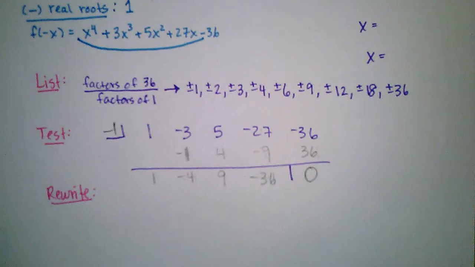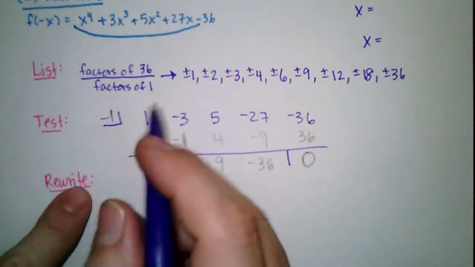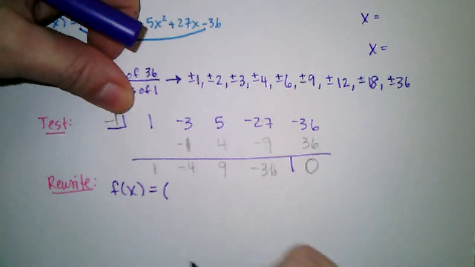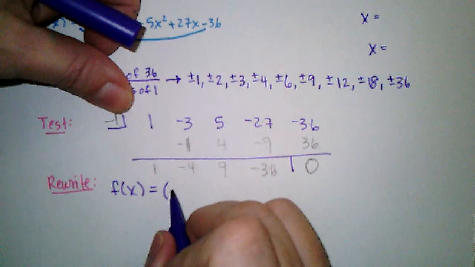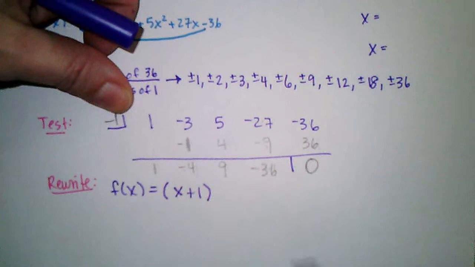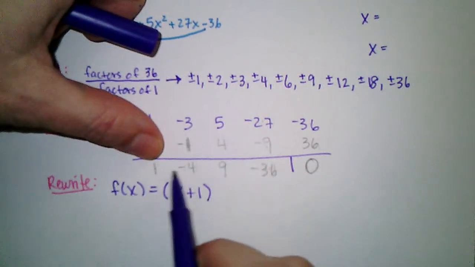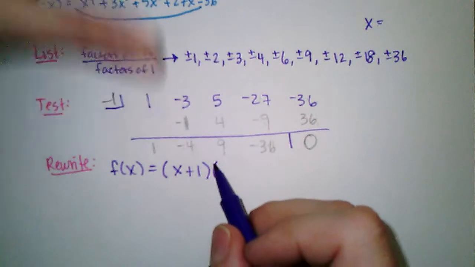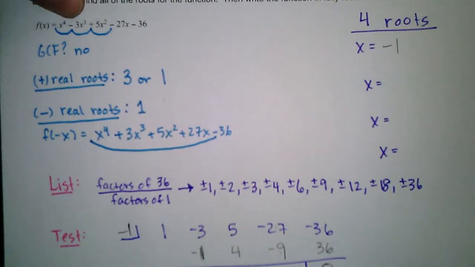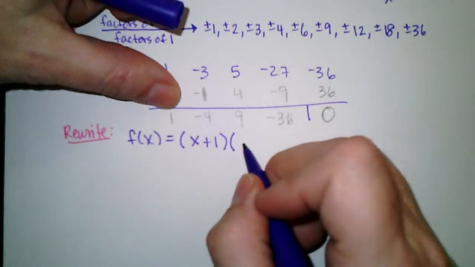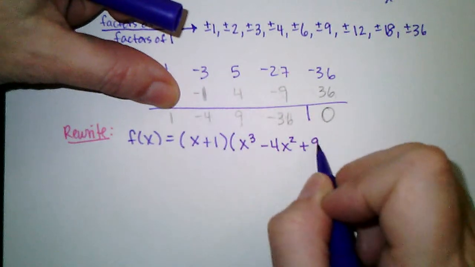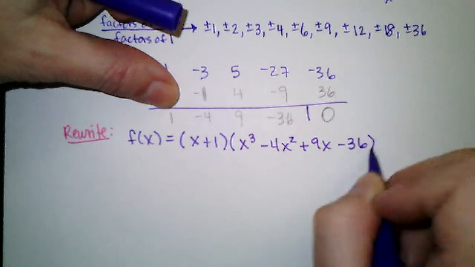I rewrite by turning that root into a factor. So I'll have f of x equals, if x equals -1, then the factor would be x plus 1. And then I use this row here to make the rest of my polynomial. It started degree 4, so this one will start degree 3. So x cubed minus 4x squared plus 9x minus 36.